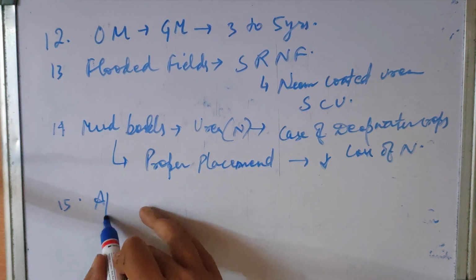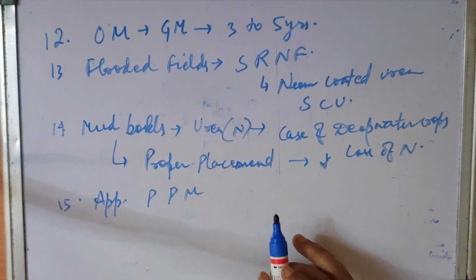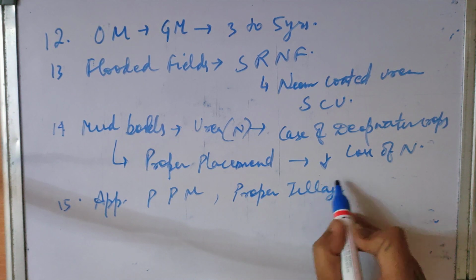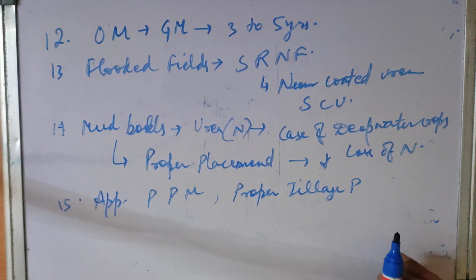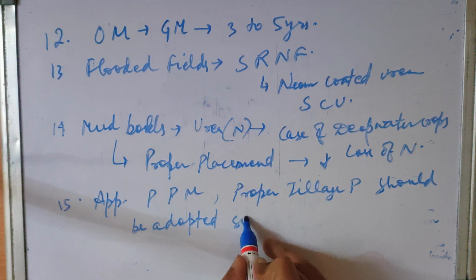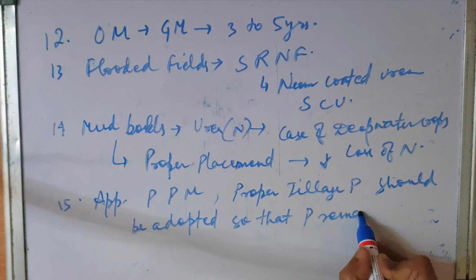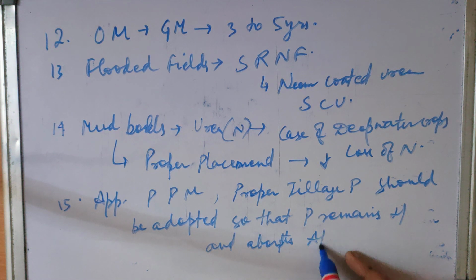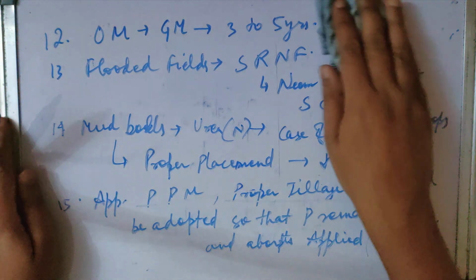Appropriate plant protection measures and proper tillage practices should be adopted so that the plant remains healthy and absorbs the applied nutrients from the field. If the plant is healthy, then only will it absorb applied nutrients. So this is how you will increase your nitrogen, not just fertilizer, use efficiency.